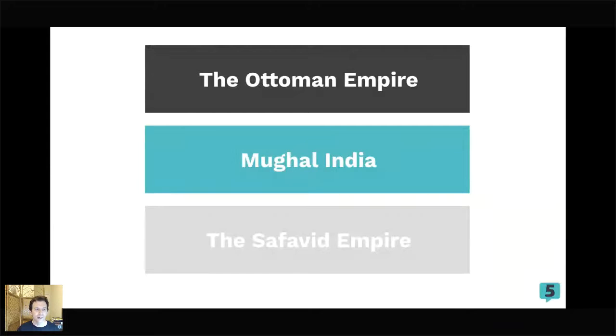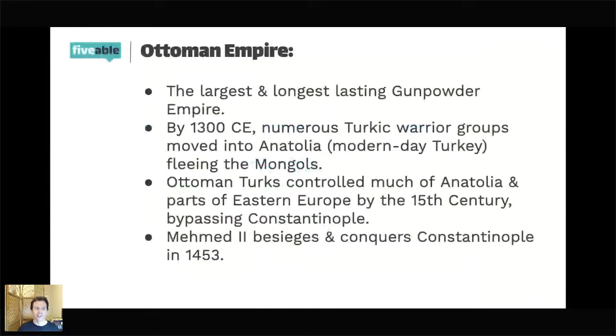So here is our main slide here. Our three gunpowder empires: the Ottoman Empire, Mughal Empire, and the Safavid Empire. Let's start with the Ottoman Empire. This is the largest and longest lasting gunpowder empire by far. So by 1300 CE, we're seeing numerous Turkic warrior groups moving into Anatolia. Anatolia is modern day Turkey.